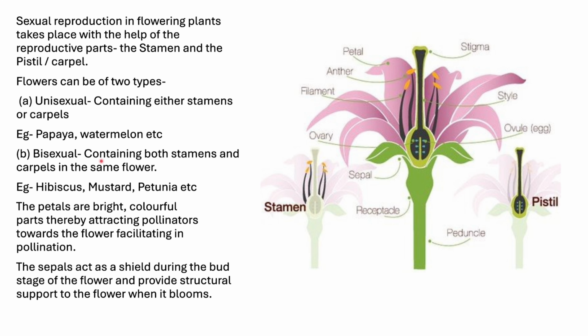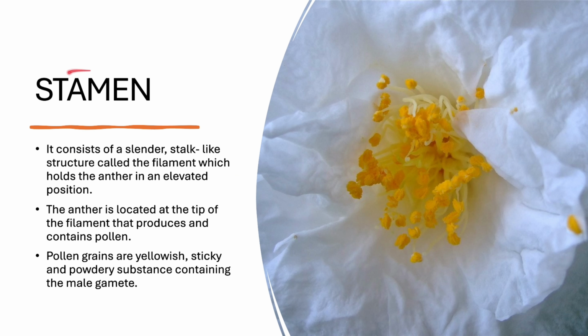Okay, some examples of unisexual flowers include flowers like papaya, watermelon, brinjal, etc. And some examples of bisexual flowers include flowers like hibiscus, petunia, etc. We will study about the reproductive organs in detail. So first we have the stamens, or the male reproductive parts.